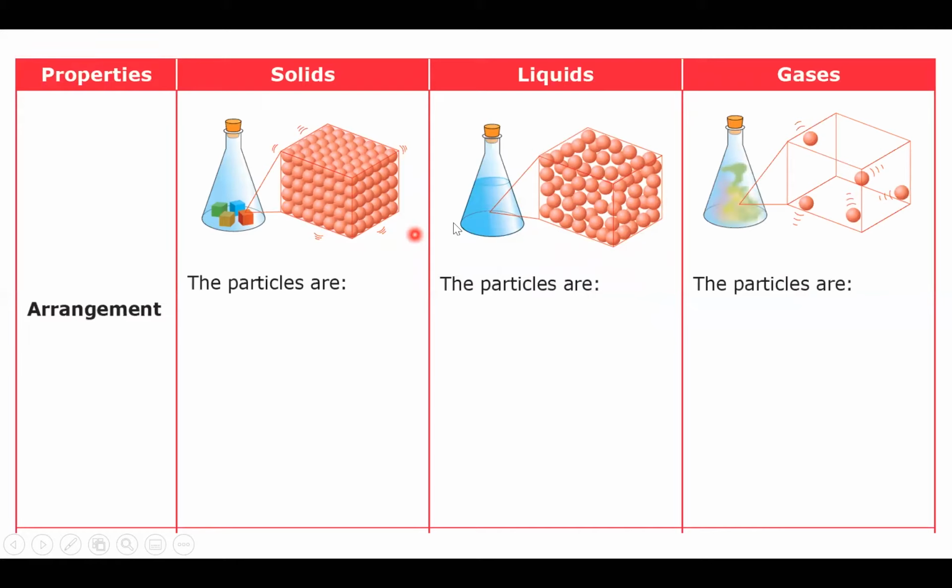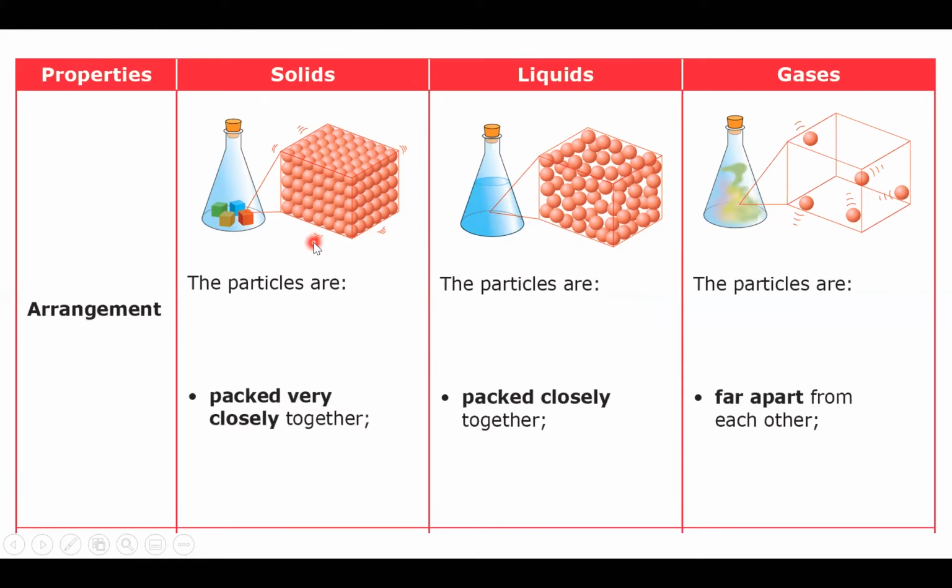So here I have a diagram of what those particles look like. This is what the particles in solids look like. These are for liquid, and this is for gases. For solids, you can see the particles are packed very closely together. For liquids, they are packed closely together but not as close as solids, whereas for gases, the particles are far apart from each other.